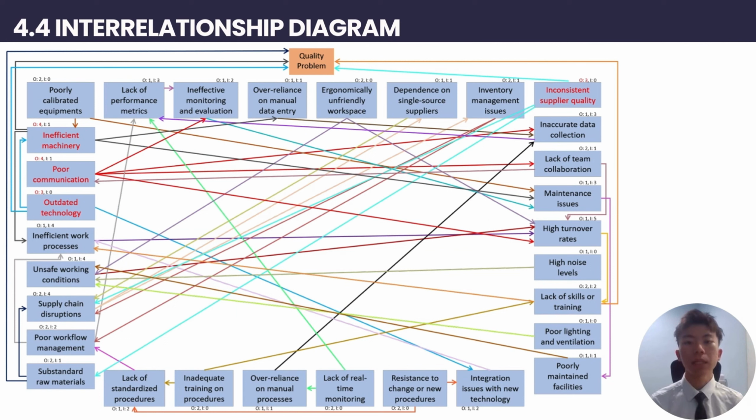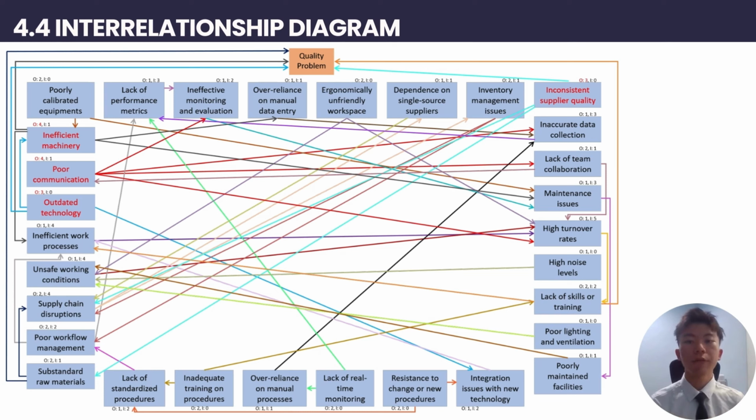I will highlight our analysis based on the interrelationship diagram to pinpoint key issues affecting the organization. After we did the interrelationship diagram, we identified four main issues. First, inefficient use of machinery. Second, poor communication. Third, outdated technology. And the last is inconsistent supplier quality.